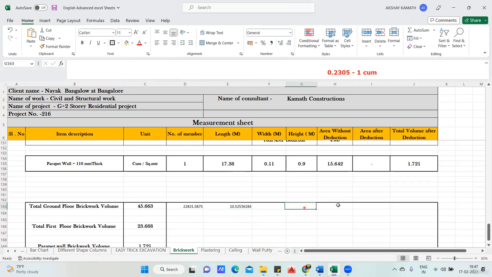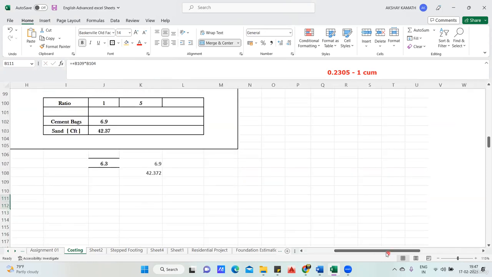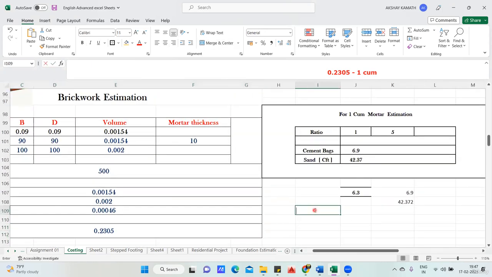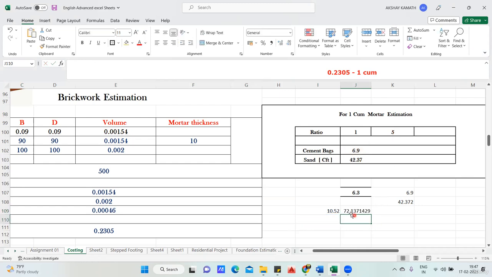For this, how much cement and sand can you find? Very simple. 10.52, you can come and put here. Already I've done it. I'll write here 10.52 is my total quantity. So according to this, for 10.52, I'll multiply by 6.9. If it is a 1:5 ratio, I require 72 bags of cement, and 10.52 multiplied by 42.37, I require 445 CFT of sand. Simple. Your material calculation is done.